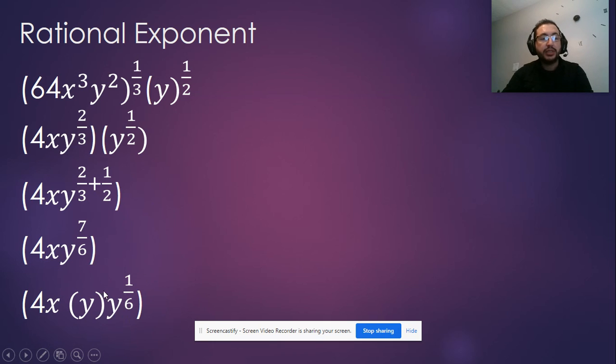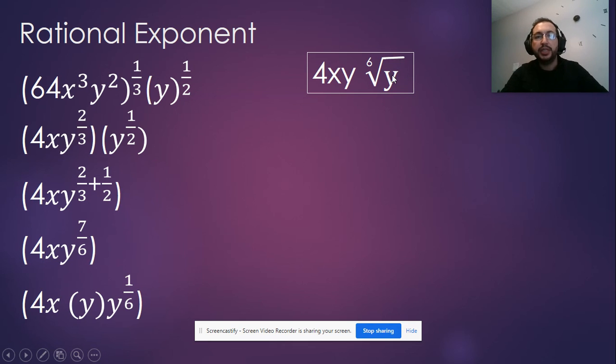And this one, the 1 over 6, I can write as a radical. So it will be 4xy, this part, times the radical of y, but the 6 goes outside, and the 1 as the power, but we don't write the 1. So that will be the answer. So we're going to be using a combination of rules to simplify the expressions. Okay?